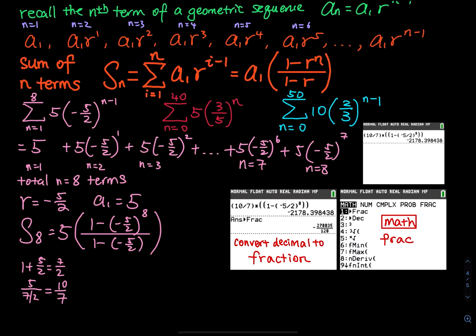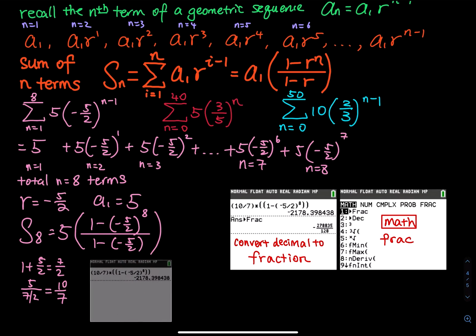So what I am going to do first is type this into my calculator. Do you see this? So 5 and then the denominator together, we have 10 over 7. And then we multiply the numerator, 1 minus negative 5 over 2 raised to the 8th power. Of course, you are going to get a decimal. And when you are doing work online, they do not accept decimals. They want you to report the exact answer, which is a fraction.